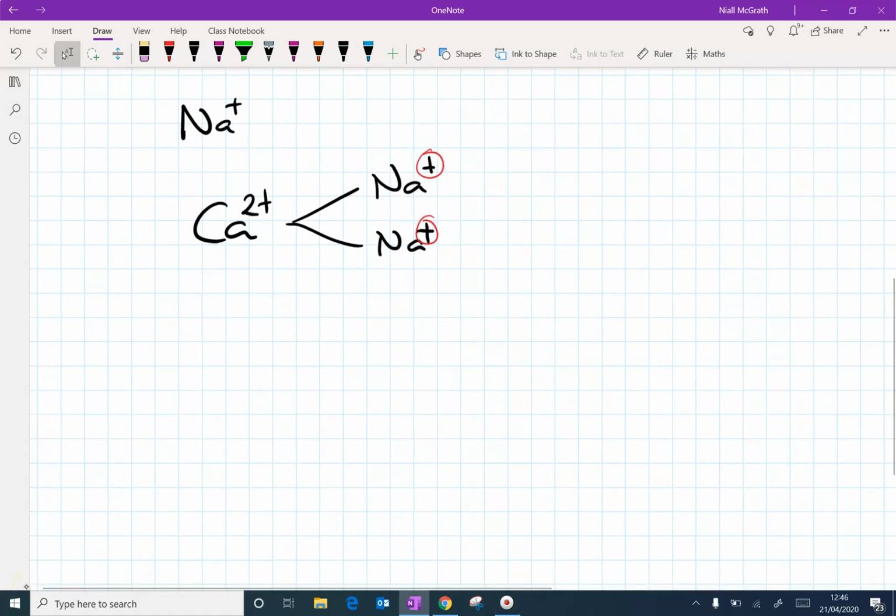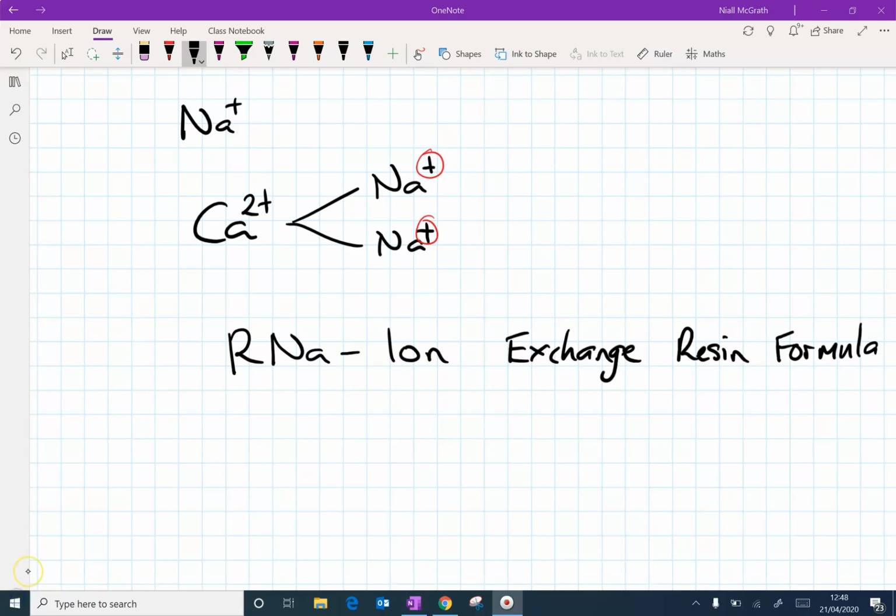Now, that ion exchange resin that we talk about, the chemical formula for it is quite complicated, but we just represent it as R and then Na for the sodium that we are concentrating on in this. When we look at organic chemistry, you'll see that R is used as a letter for a side chain or something else joined on to the atom or molecule that we are looking at.